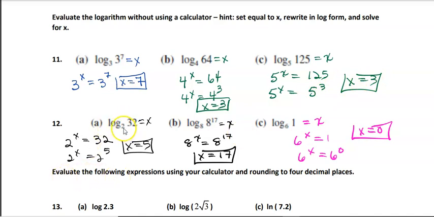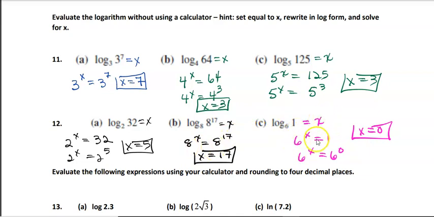Here is 2 to the x equals 32. 32 is 2 to the 5th. Once you have the same base, set your exponents equal, and x equals 5, and you're done. Okay, 8 to the x equals 8 to the 17th. x is going to equal 17 because the bases are both the same.